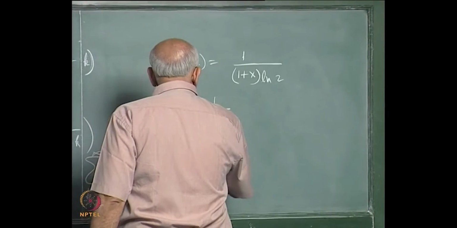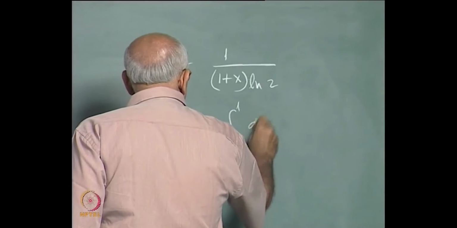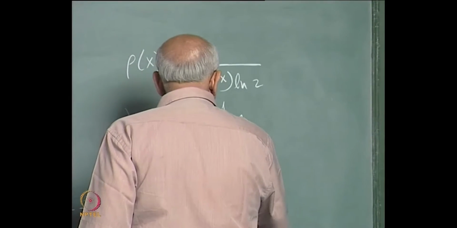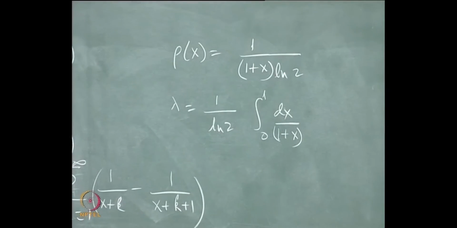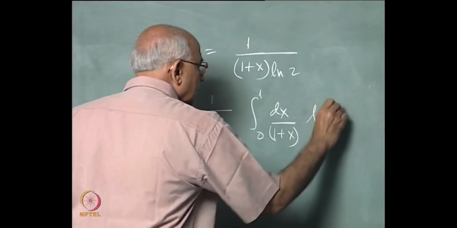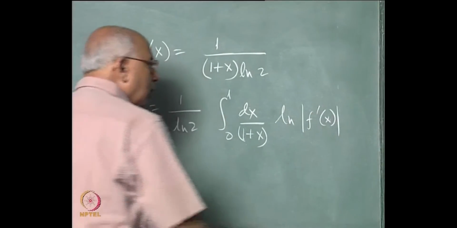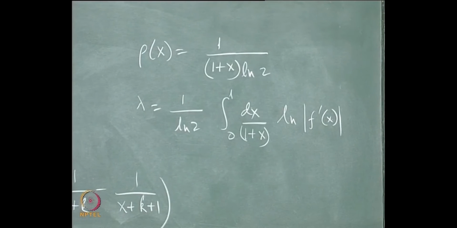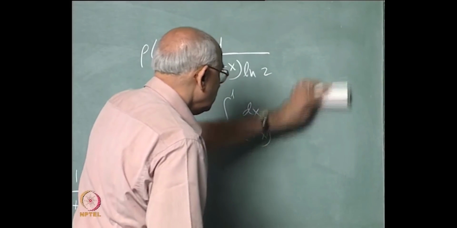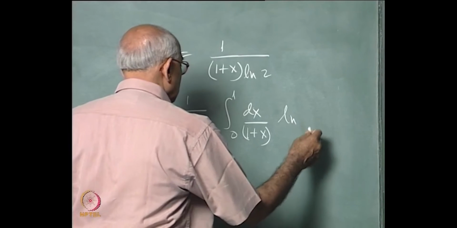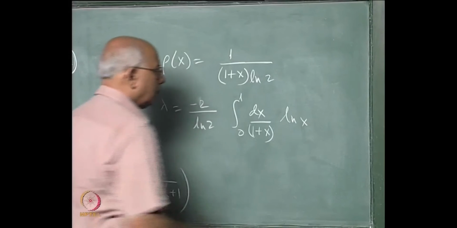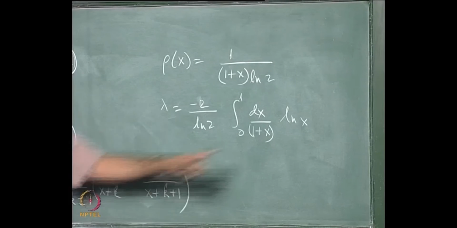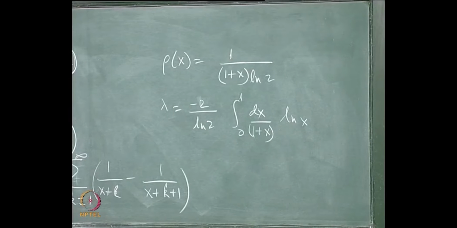equal to 1 over log 2 times an integral from 0 to 1 dx over 1 plus x times log mod f prime of x, but f prime of x is minus 1 over x squared. So this is equal to log of one over x squared, which is minus 2 log x. This is negative, but so is that, so the Lyapunov exponent is positive.